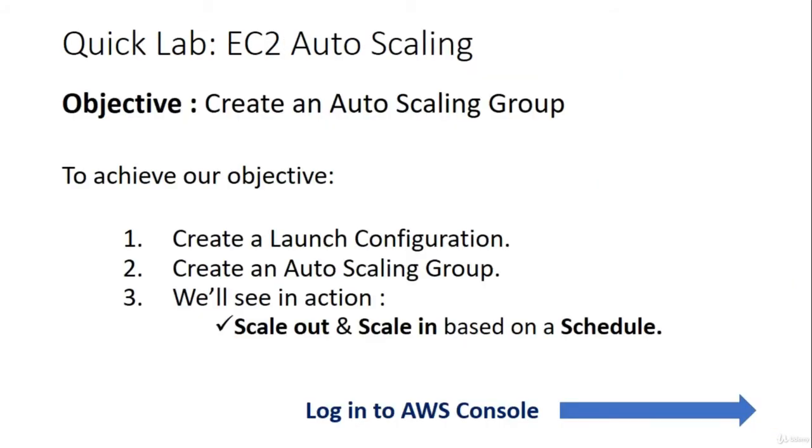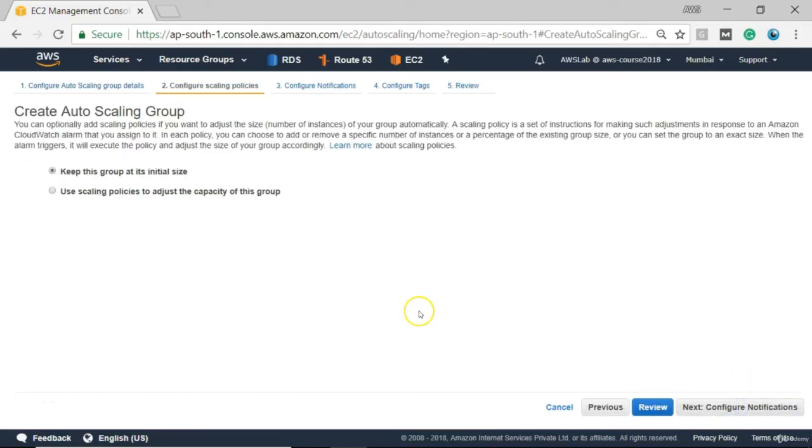So here, just to get an understanding of what we have spoken till now, we will go for a quick lab. The objective of this lab is to create an auto scaling group, and to achieve our objective, first we will create a launch configuration, and then we will create an auto scaling group, and then we will see in action scale out and scale in based on a schedule. So let us log into the AWS console, create the auto scaling group, and keep this group at its initial size. That's fine with us for this demo.